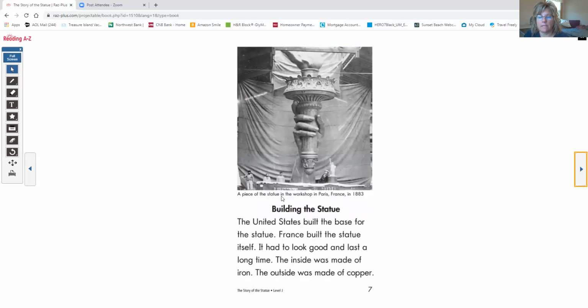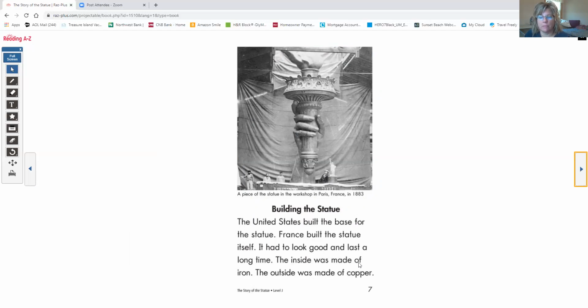A piece of the statue in the workshop in Paris, France in 1883. Building the statue. The United States built the base for the statue. France built the statue itself. It had to look good and last a long time. The inside was made of iron. The outside was made of copper.